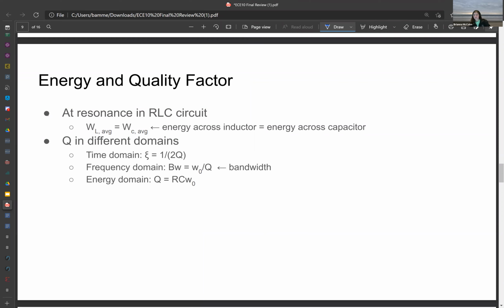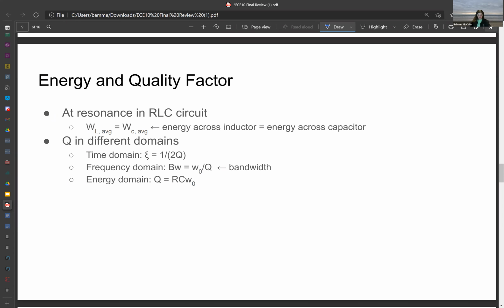Now, quality factor is an important concept when it comes to RLC circuits. It's typically not emphasized that much in this class, but it will be in future classes. Essentially, it's how good your RLC circuit is at translating the energy between its various components, so how much energy transfers in the oscillation between the inductor and the capacitor.